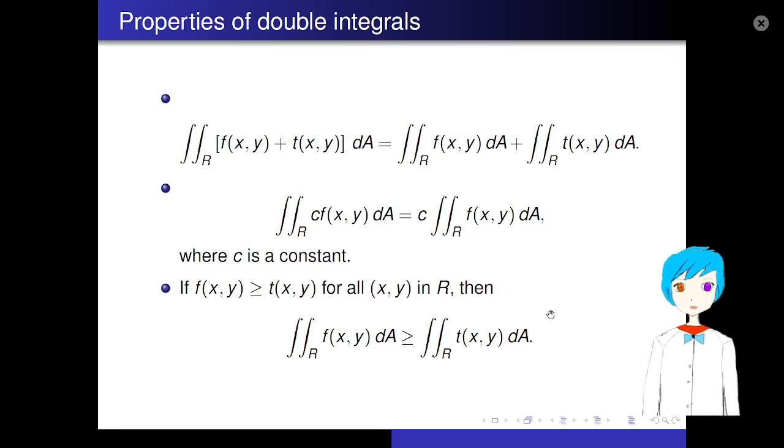There are several properties of double integrals. For a rectangular region, the double integral of the sum of two functions is the sum of the two double integrals, the double integral of f plus the double integral of g. Suppose c is a constant, then the double integral of c times f equals c times the double integral of f on the rectangular region R. Note that for these properties, we can replace R with some general region D that is enclosed in a rectangle.